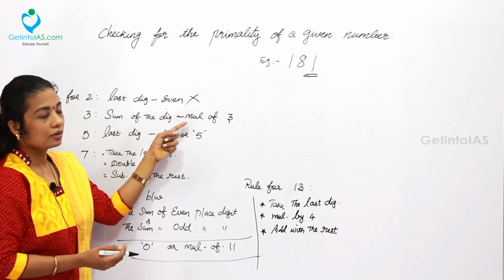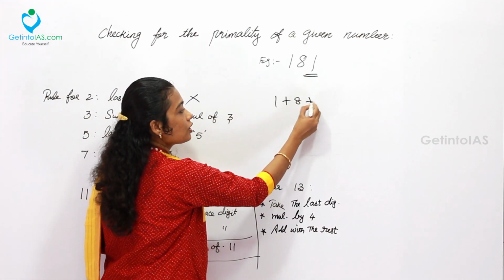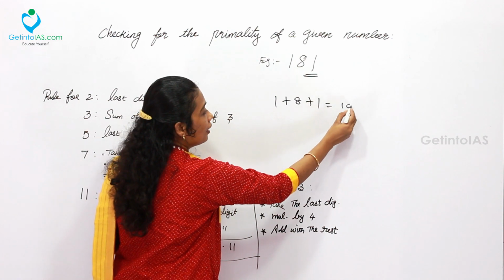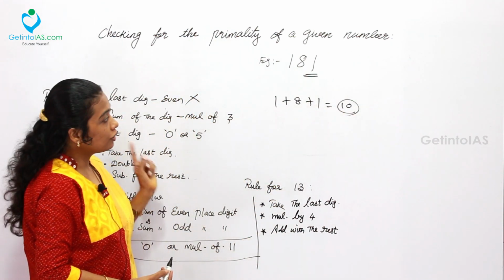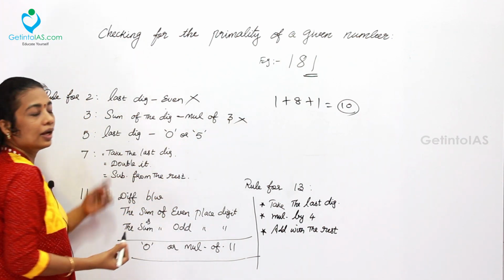Sum of the digits should be a multiple of 3. Let me take 1 plus 8 plus 1, which is simply 10. 10 is not a multiple of 3. So definitely we can say 181 is also not a multiple of 3. So I have eliminated 3.